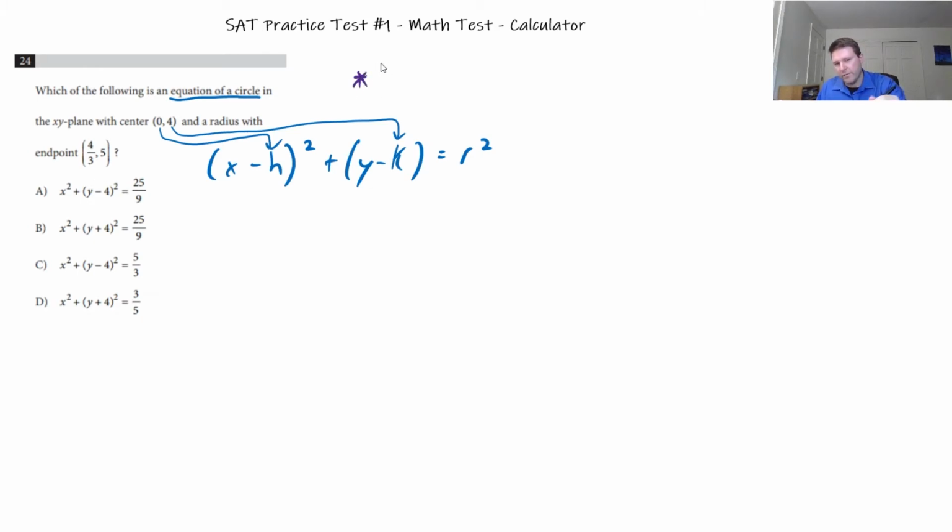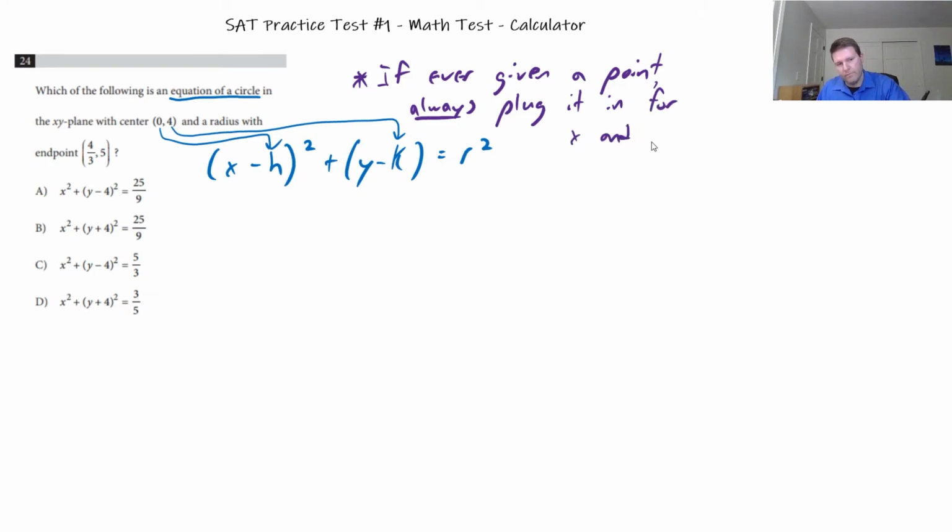We did this in another problem, but if ever given a point, this is such an important piece of advice, I can't overemphasize it. If ever given a point, always plug it in for x and y. It's a huge part of most of these problems.